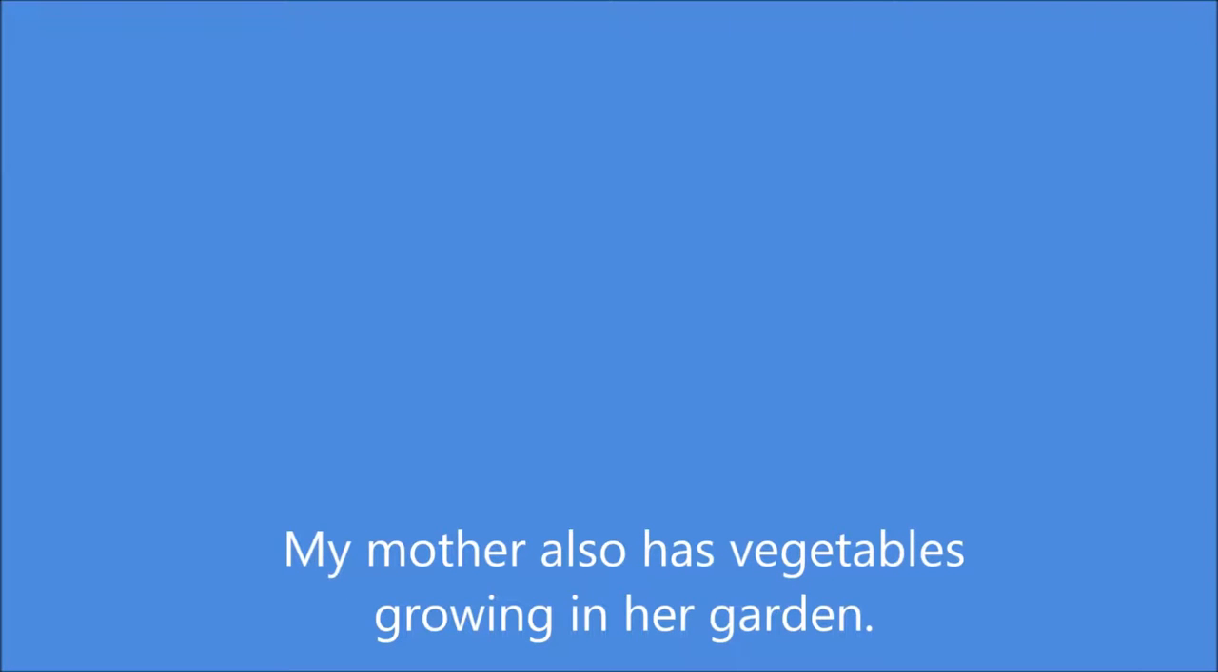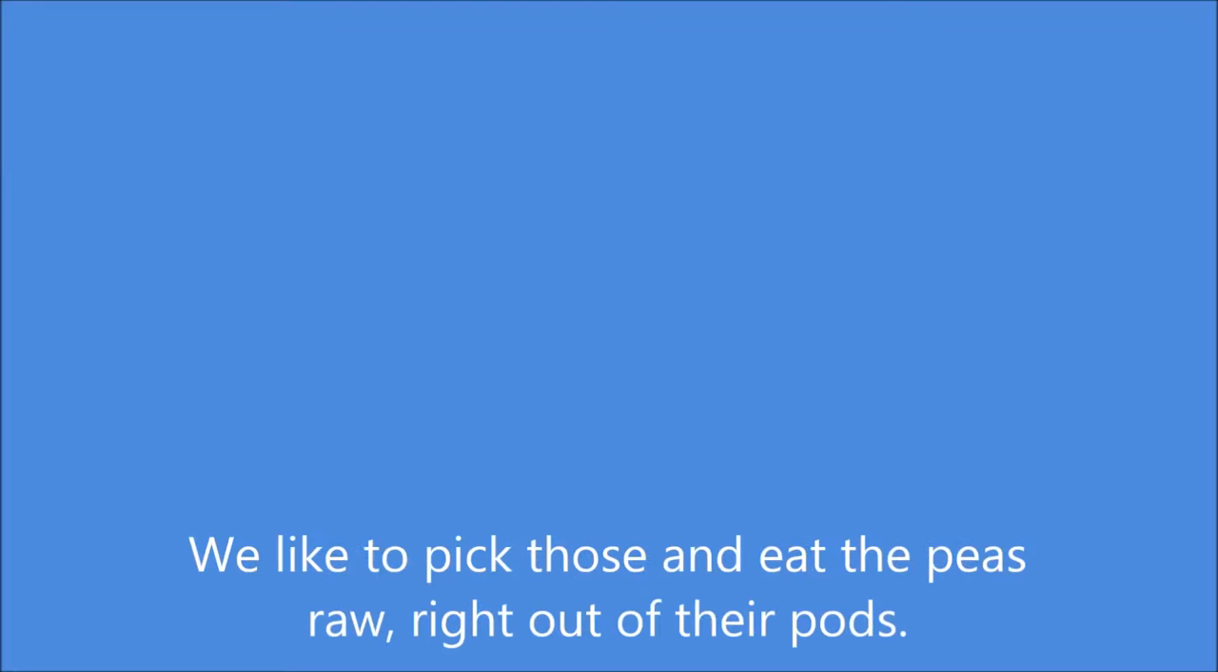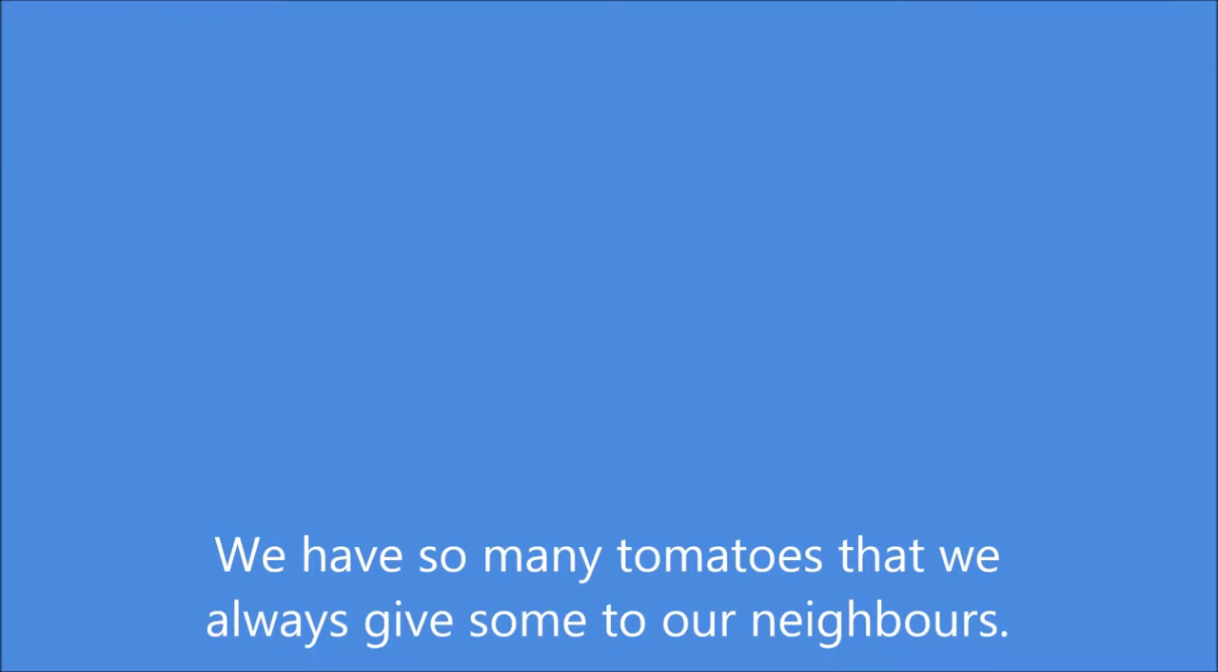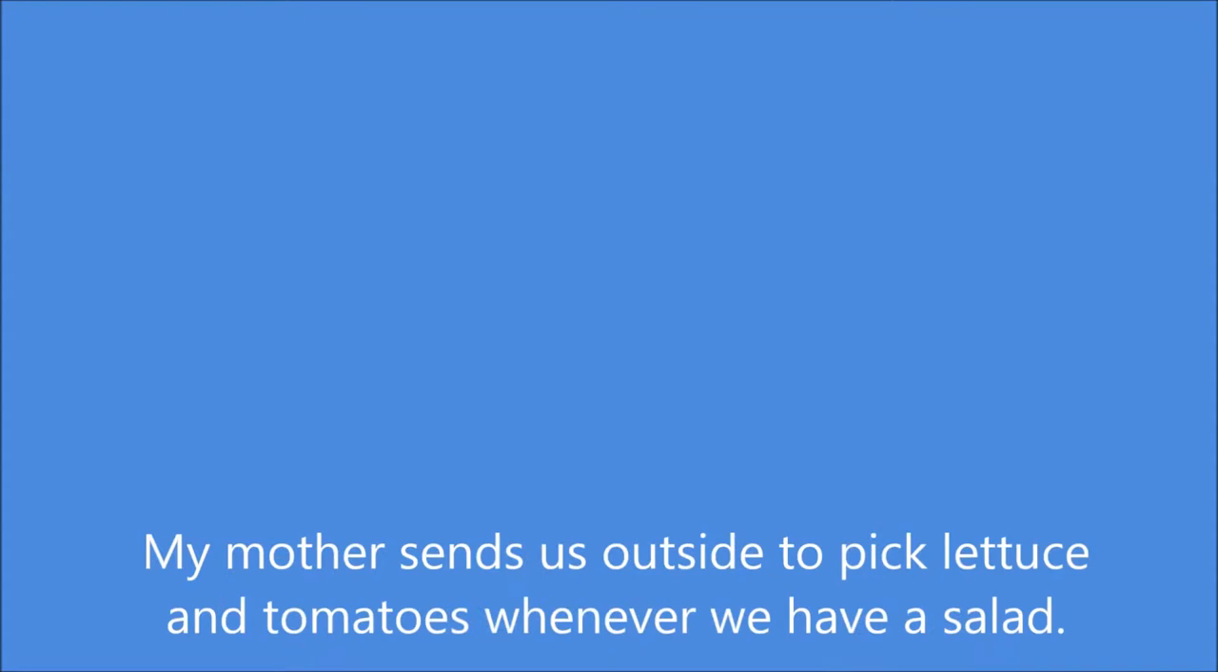My mother also has vegetables growing in her garden. She grows green peas. We like to pick those and eat the peas raw, right out of their pods. She grows lettuce and tomatoes, too. We have so many tomatoes that we always give some to our neighbors. My mother sends us outside to pick lettuce and tomatoes whenever we have a salad.